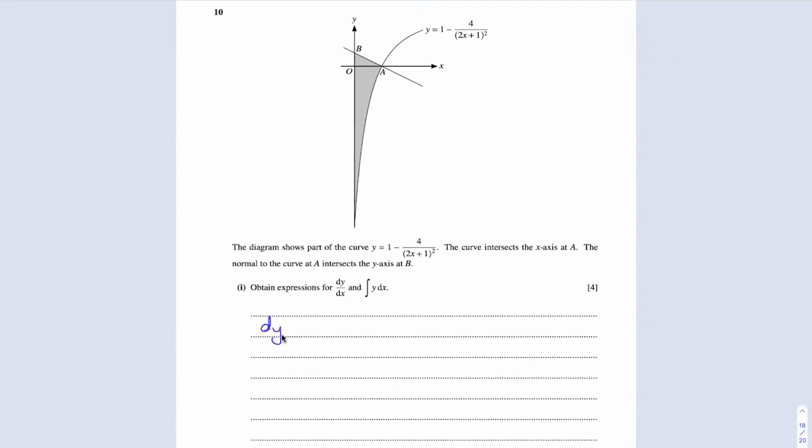To find dy/dx, it is better to first bring the function (2x plus 1) whole squared into the numerator, which will become minus 4 (2x plus 1) to the power minus 2. Now differentiating this, 1 will become 0, minus 2 times minus 4 will become a plus 8, (2x plus 1), and the power will decrease by 1, which will become minus 3. And as this is 2x, this will multiply by 2, so the final answer will become 16 upon (2x plus 1) whole cube.